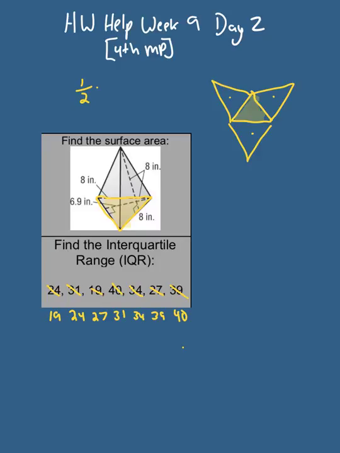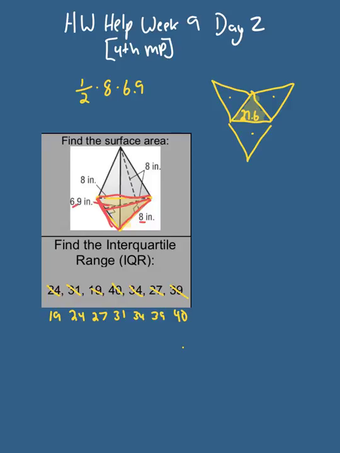Now the base right here is going to be 8 because I see this is 8, this is 8, that means they're all 8. So my base is 8, and my height is going to be right here, which, see the 6.9 pointing to it? So my height is 6.9. So I have to type in half times 8 times 6.9. And if you do that, I'm doing it right now, you get 27.6. So my base has an area of 27.6.